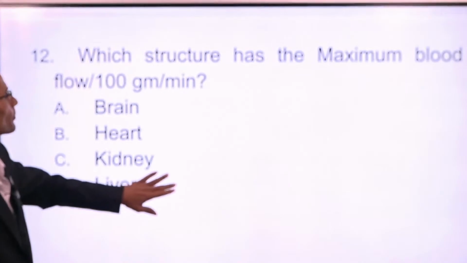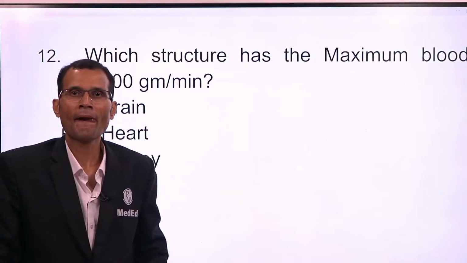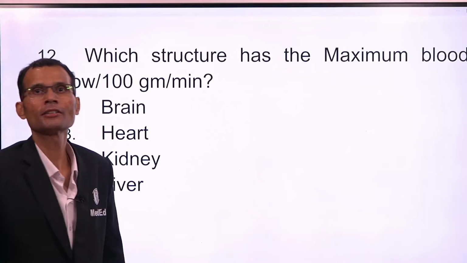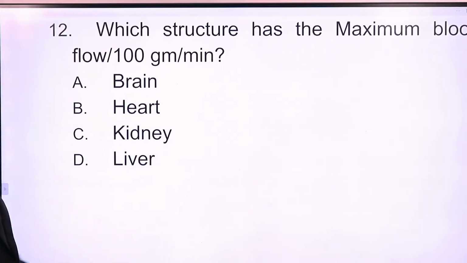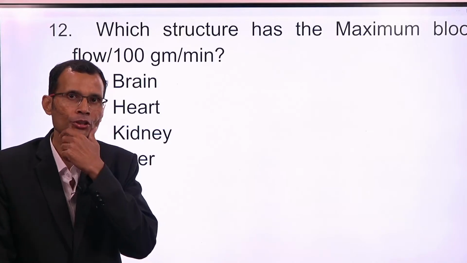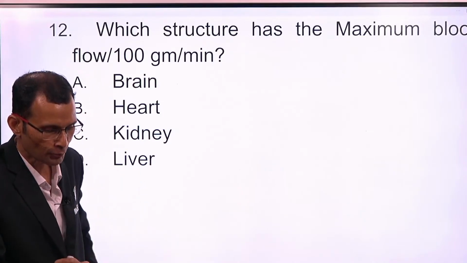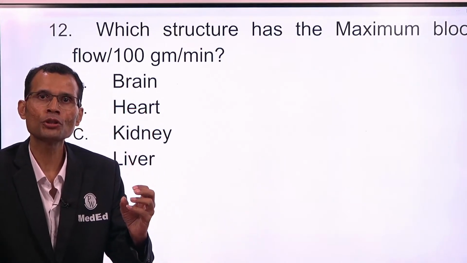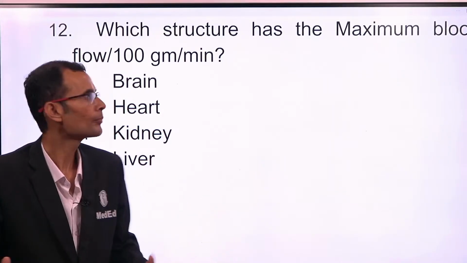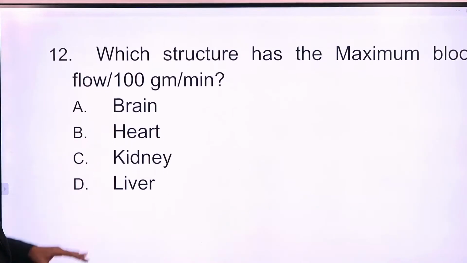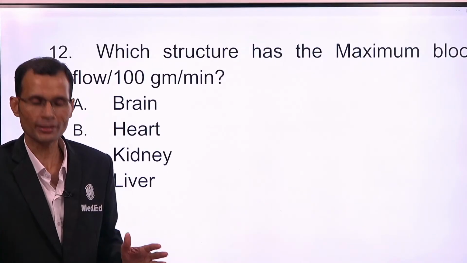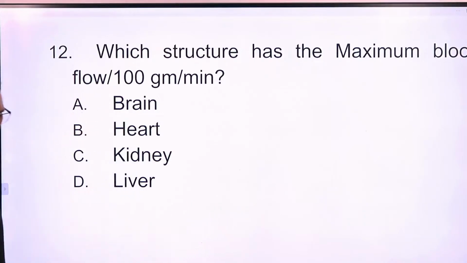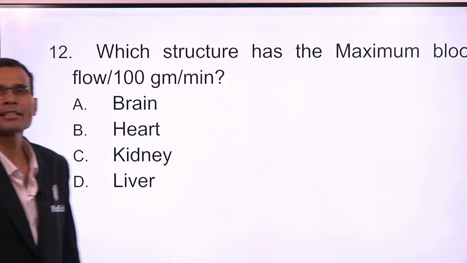Come on. Anyone there? Knock knock. Okay. Brain, heart, kidney, liver. Which organ has maximum blood flow? Remember it like this, small tissue but massive blood supply. So which one do you think it is? Small tissue but with massive blood supply. Which one is it? Yes, the answer is kidney.